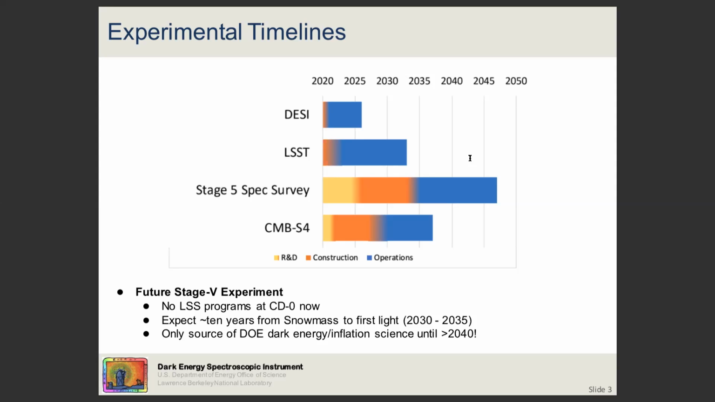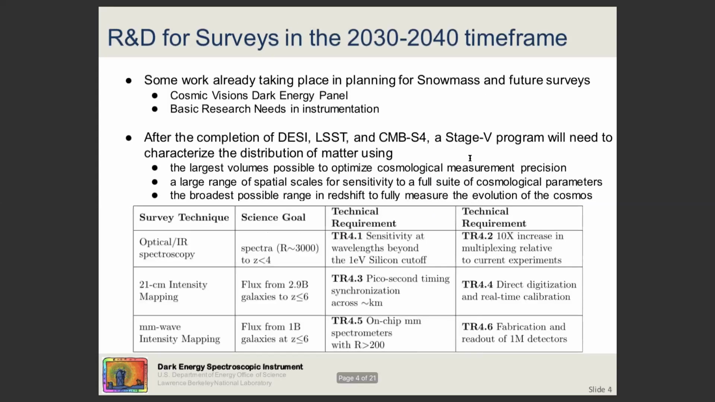This also, I mean, more globally, this is probably the only source of DOE dark energy and inflation science until after 2040. Once you move past the stage 4 experiments, I'll show some other possibilities as well in a second. But okay, so that's kind of background of why I care.